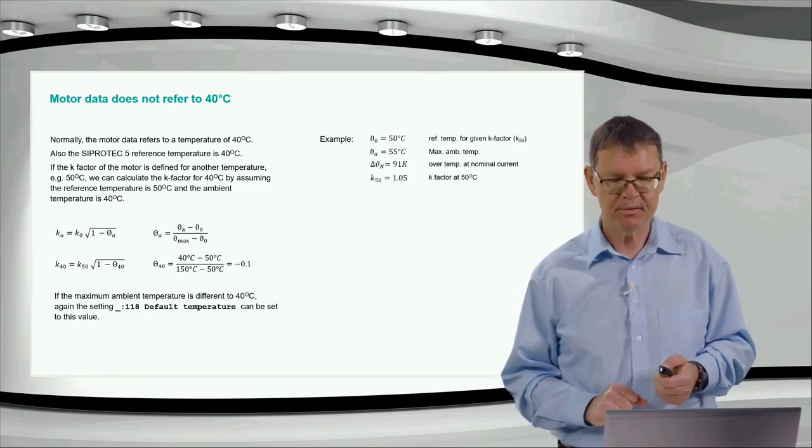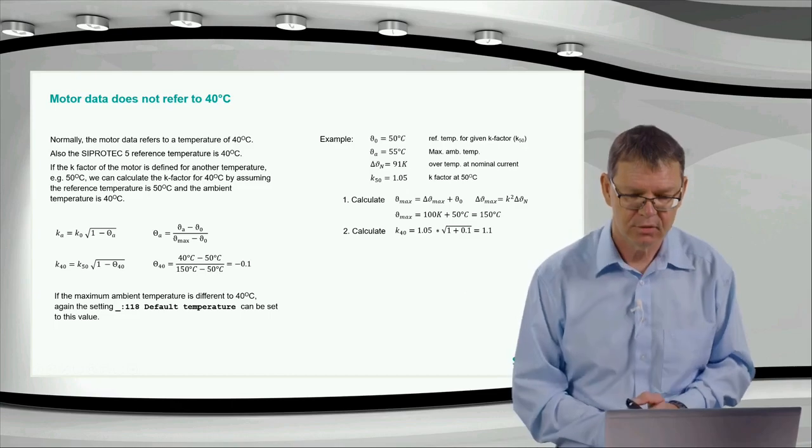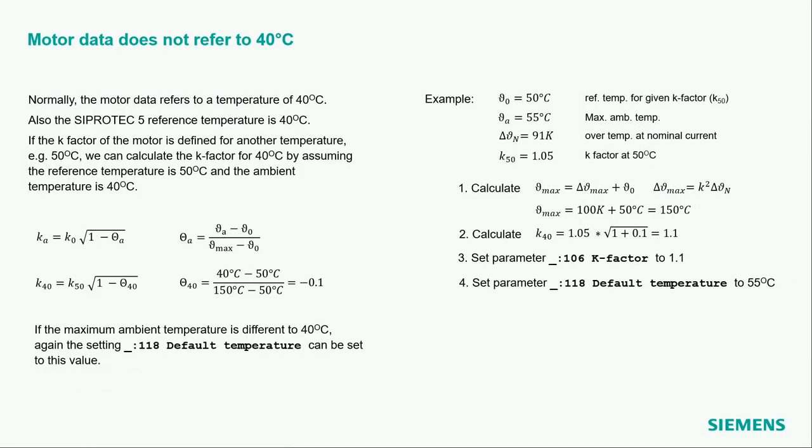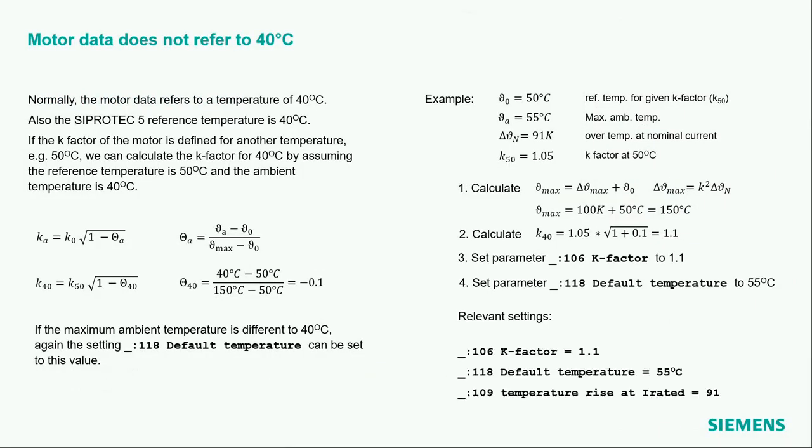Okay, here's an example, and I don't go over that example in detail now, again, because the time is a little bit lagging. Basically, let's think: I have my K factor for 50 degrees, I have an ambient temperature of 55 degrees, and here I have a temperature rise, or the over-temperature, at the nominal current. Then I can follow this calculation.